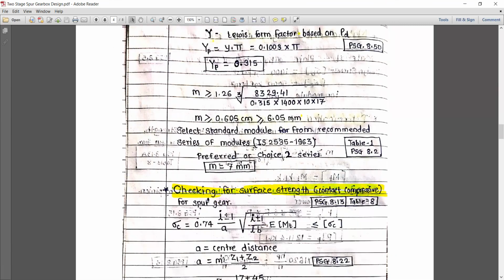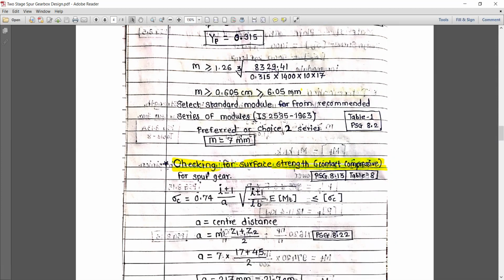Now putting all the values into the equation, what we get? m is equal to 0.605 centimeter. So how much did m come? 6 mm, near about 6 mm. Now we have to find out the next recommended value from table number 1, PSG page number 8.2. Here we are referring choice number 2 series, and the value of m is equal to 7 mm.